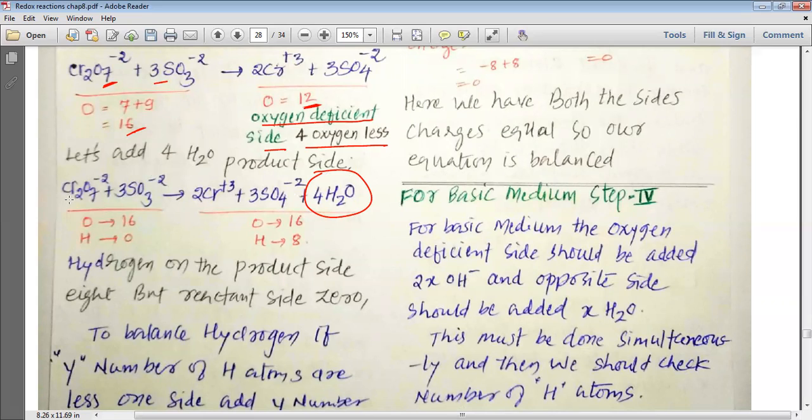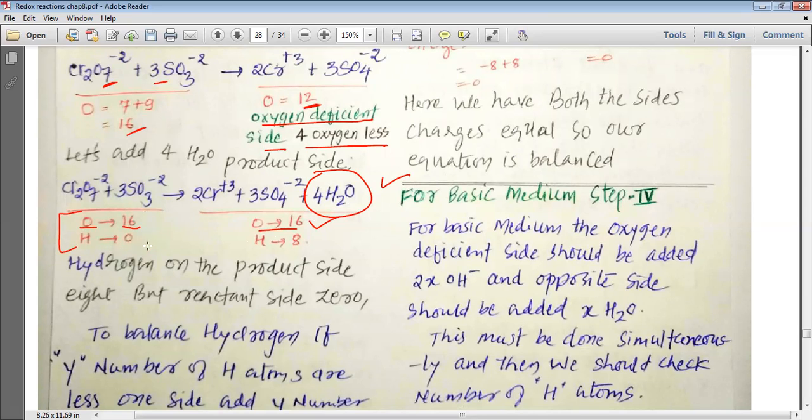So let us read the equation. Cr2O7 2- plus 3SO3 2- gives 2Cr3+ plus 3SO4 2- plus 4H2O. This 4H2O is extra we have added. Now let us calculate the number of oxygen. So here the number of oxygen on the left side is 16, and now on the right side 3 SO4 are 12 plus 4, 16. So now the oxygens are balanced on both sides, and the balanced number is 16.